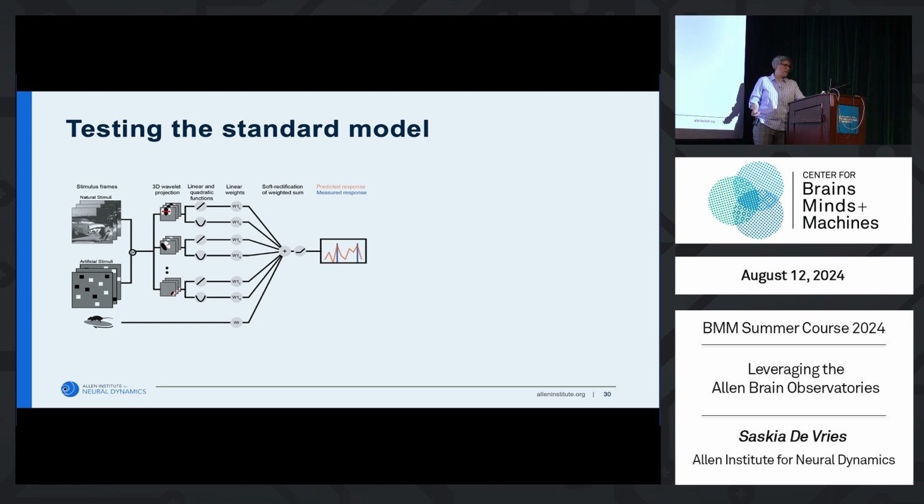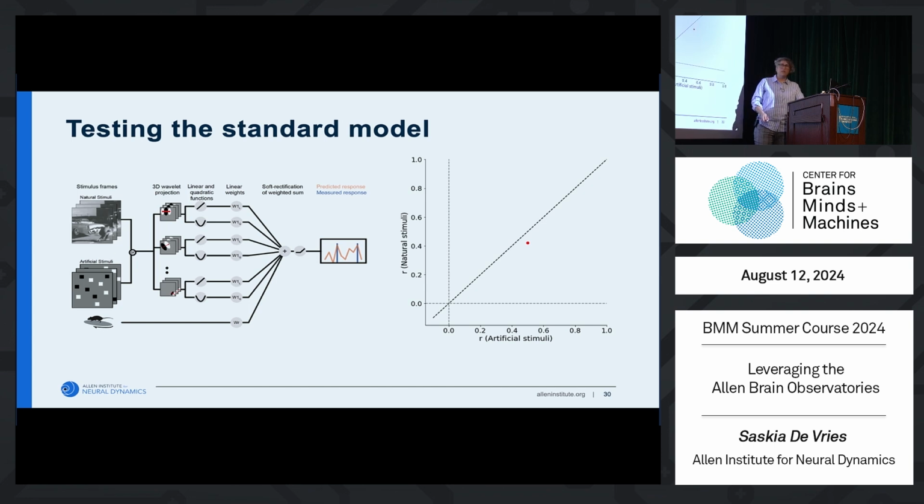And so we can ask how well we can predict this cell's responses. What I'm plotting here is the correlation between the predicted response and the measured response, either for the natural stimuli or for the artificial stimuli. And we actually do pretty decently. We get a little bit above 0.4 for each of them. If you look in the literature at studies that have used these types of standard models, that's pretty good for what you see out there. It's definitely not 100%, but it's considered good performance.